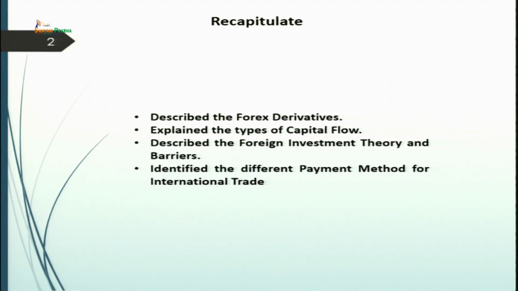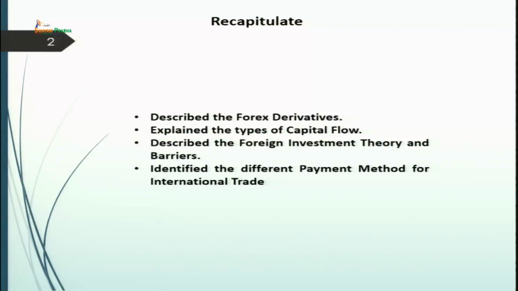Explain the types of capital flow. We discussed the foreign investment theory and the barriers to it. What are the barriers while you are putting forward your money in the international market? What are the different theories, like particularly the purchasing power parity theory that was discussed in the previous lecture. We also tried to find out the different payment methods of international trade.